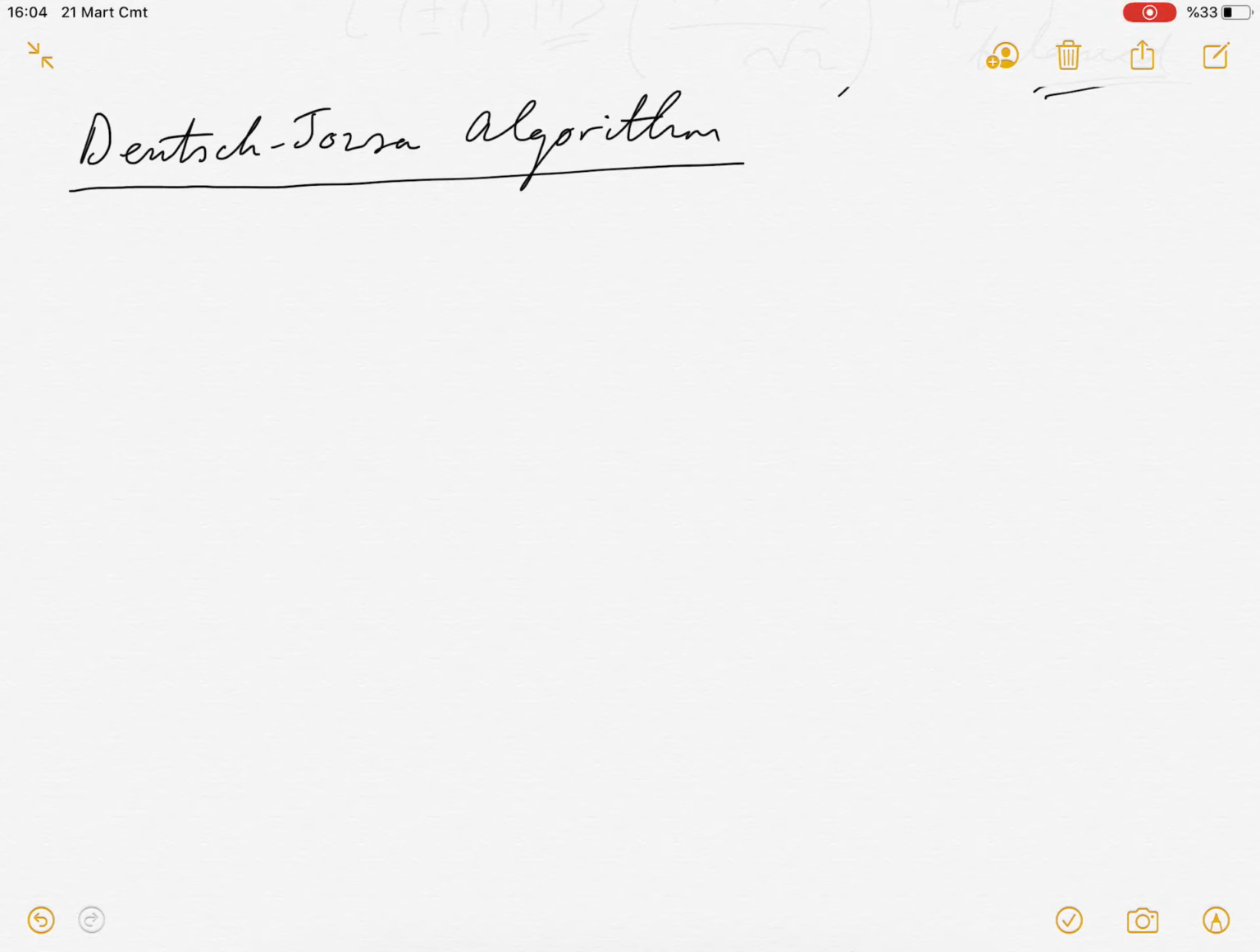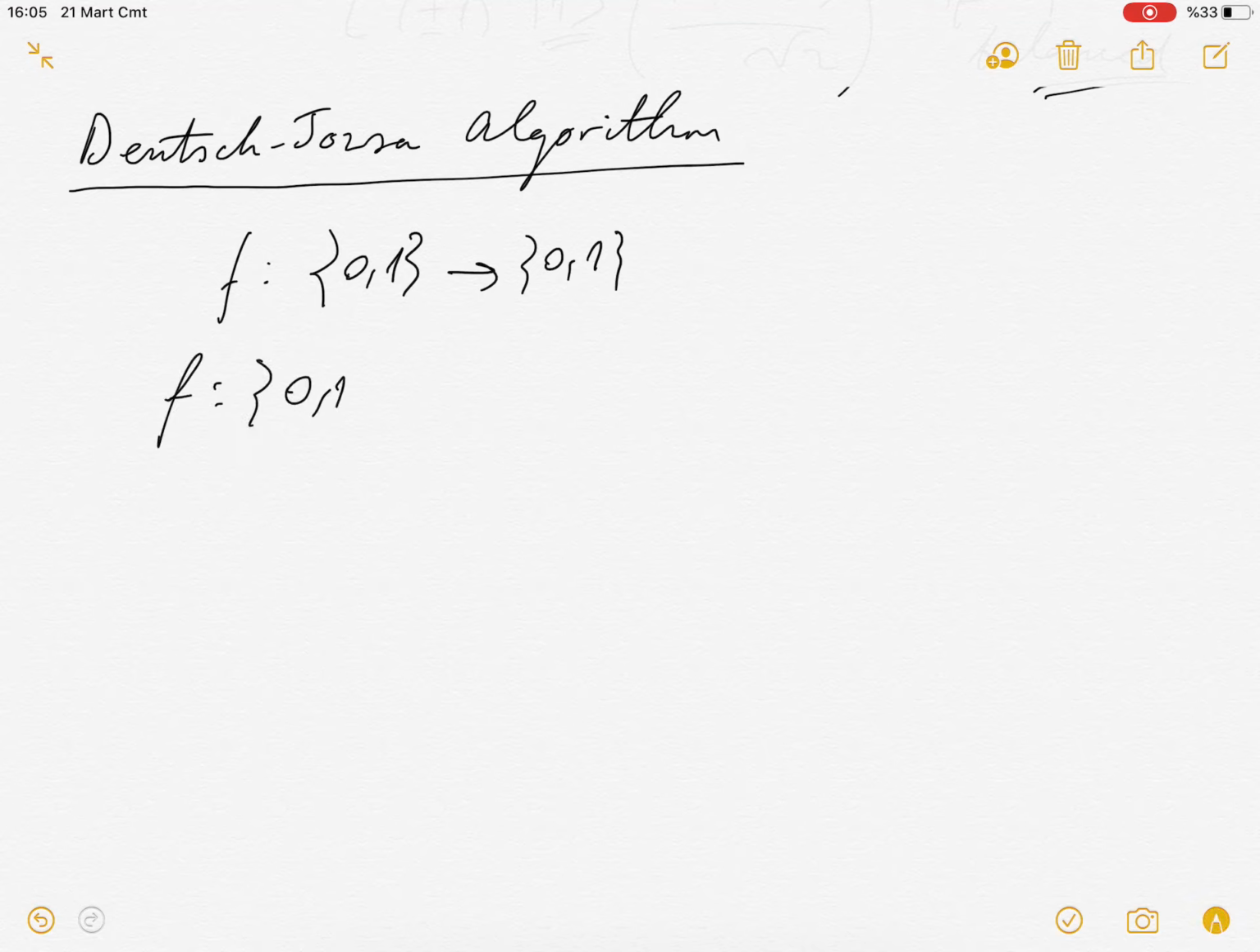Okay, so in this video we will talk about a simple generalization of the Deutsch problem called the Deutsch-Jozsa problem, or the Deutsch-Jozsa algorithm. Now, in the previous algorithm, the function was defined from a binary set {0, 1} to {0, 1}. In the Deutsch-Jozsa problem, the given function is from {0, 1}^n to {0, 1}.